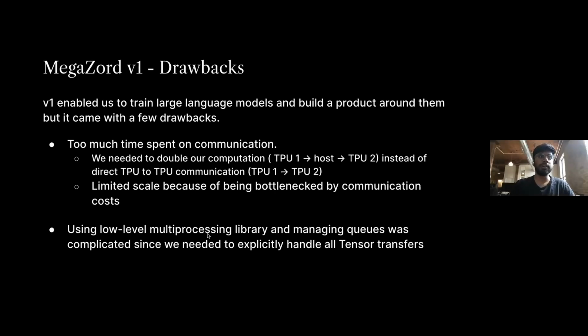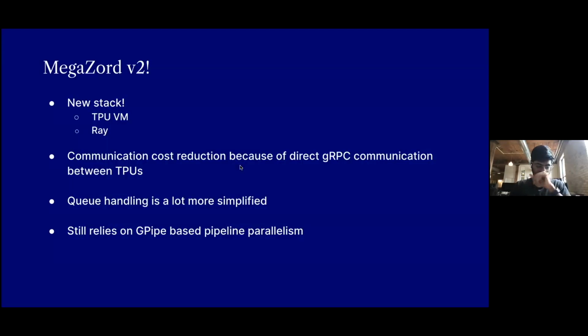Yeah, thanks for that, Joanna. For Megazord V2, we really wanted to cut down on the communication cost we had to pay in V1 because, like Joanna mentioned, it was really preventing us from getting to the scale that we wanted. So with the advent of TPU VMs and by using Ray, that really improved the time spent in communication, and we spent less time for each step compared to Megazord V1. Because what TPU VMs enabled for us was TPU to TPU communication, directly transferring activations and gradients between TPUs.